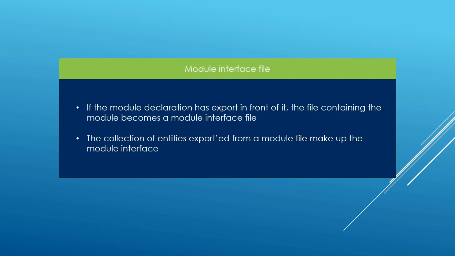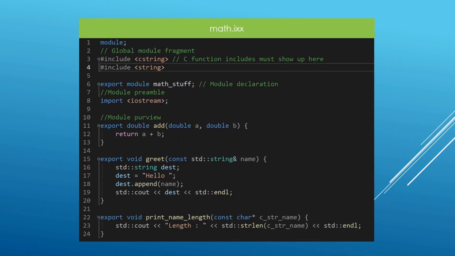The collection of entities exported from a module file make up the module interface. So in this case, our interface is made up of three functions: add, greet, and print name length, because it is what we export from this module here. This is what we mean.